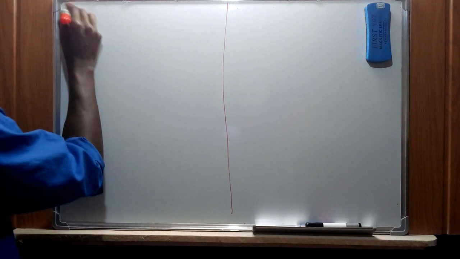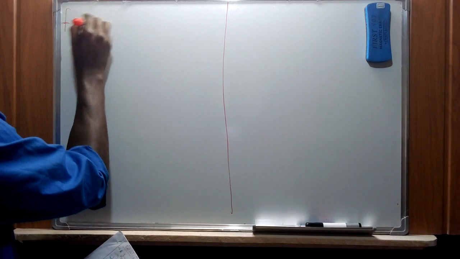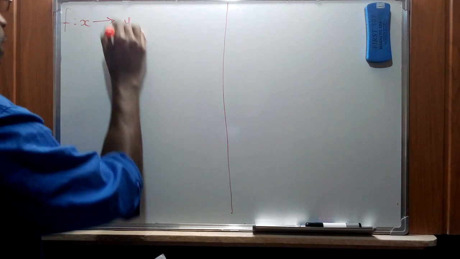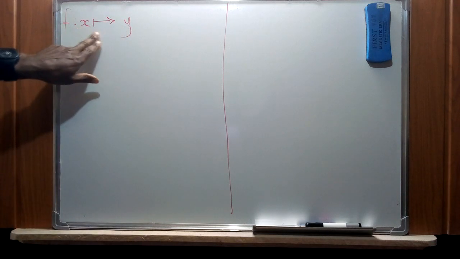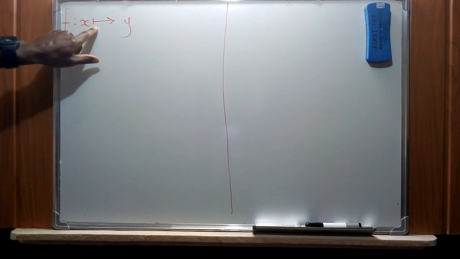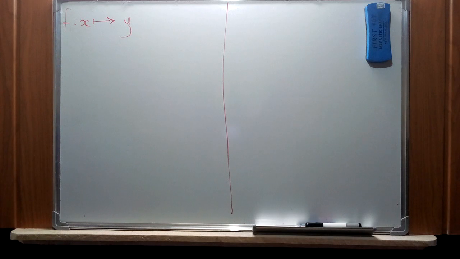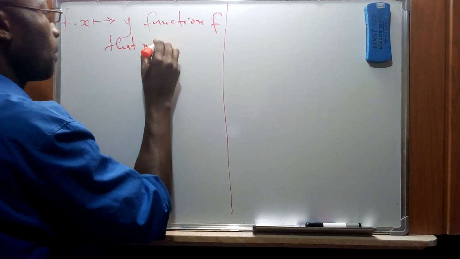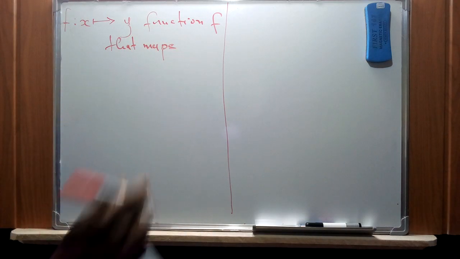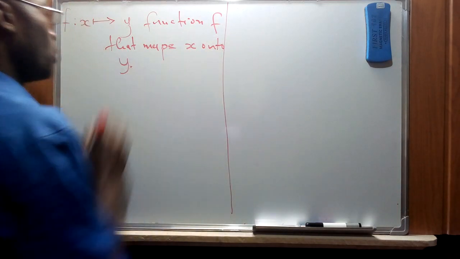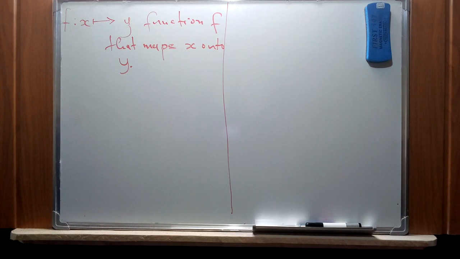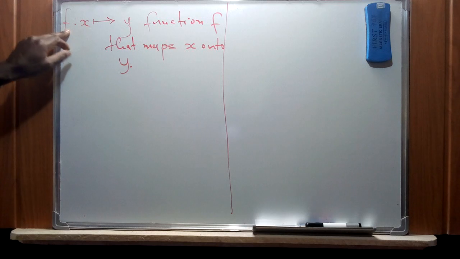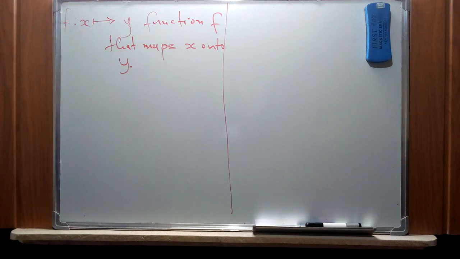So the first one we're going to look at is the symbol F colon X, and then there's an arrow pointing towards Y. Now this symbol indicates that it's a function F. It's a function F that maps X onto Y. So in case we come across such a symbol, we'll know that it refers to a function F that maps X onto Y.